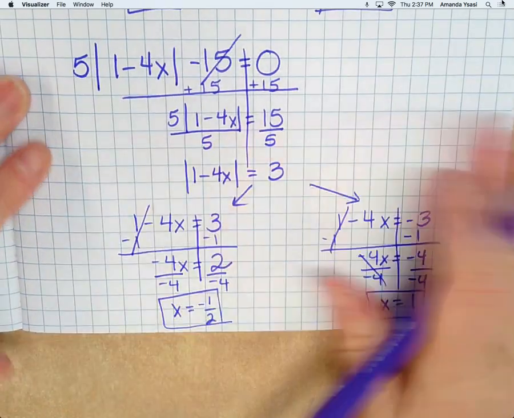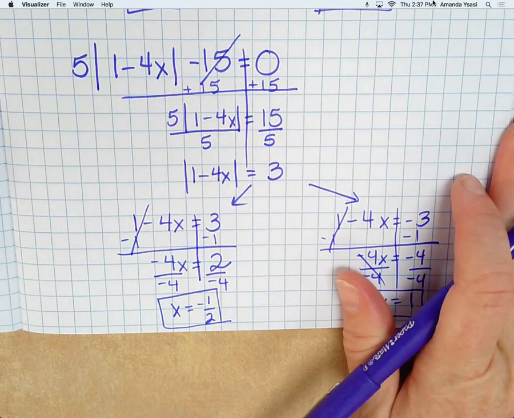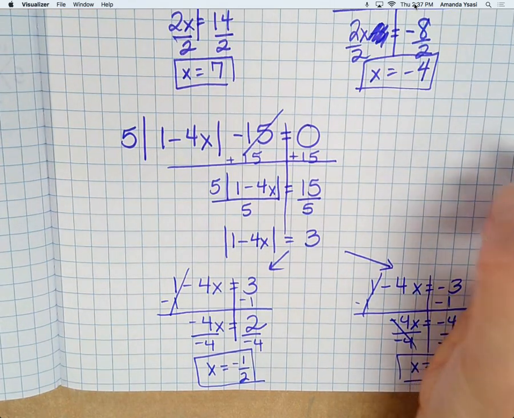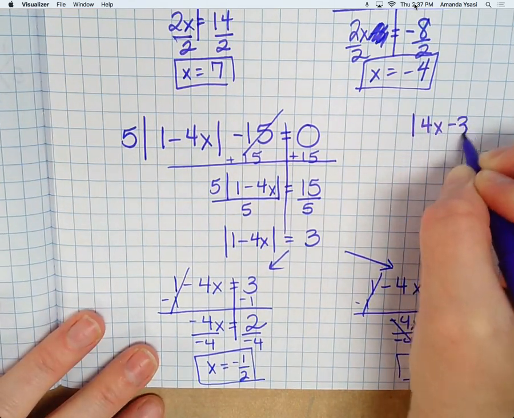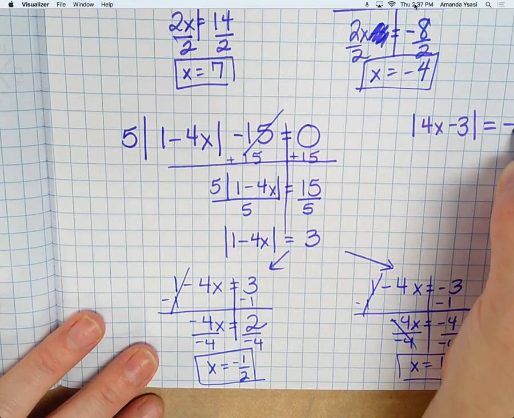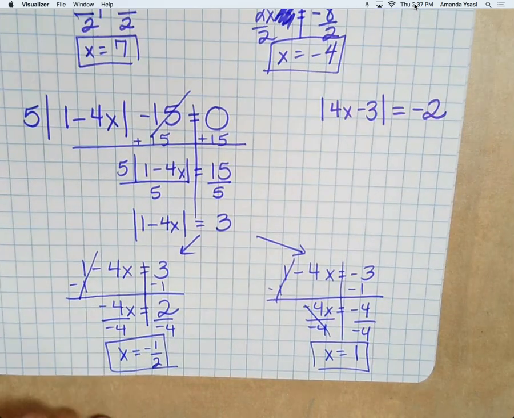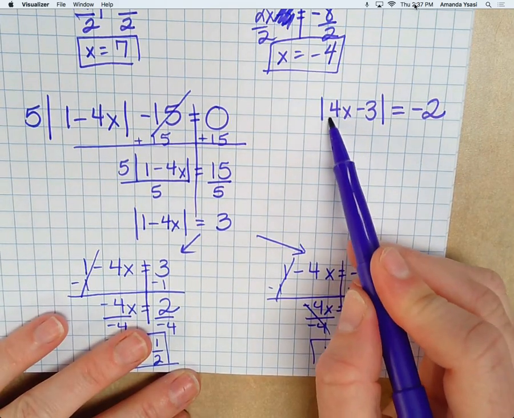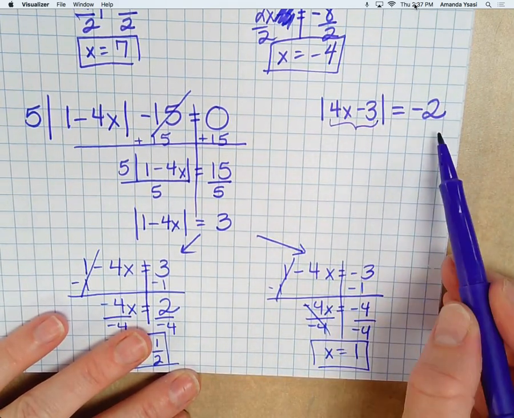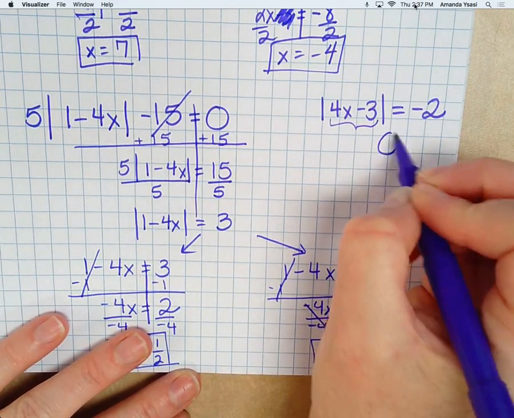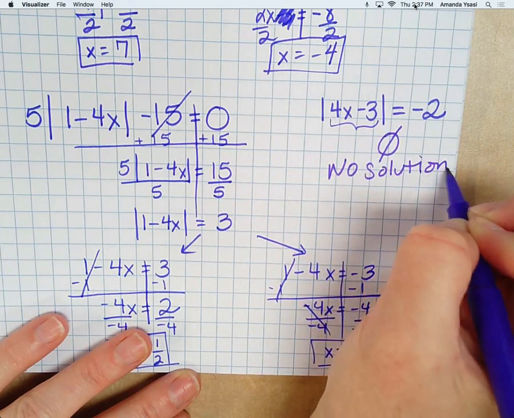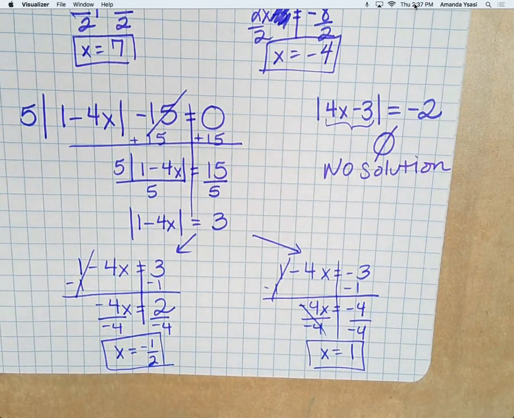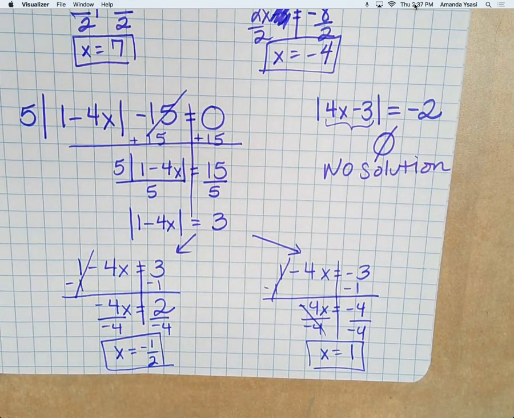Okay, the only time you would have a no solution is if you have, let's say, the absolute value of 4x minus 3 equals negative 2. That can never happen because you're taking the absolute value, and it'll always equal positive. So this would be no solution. There's nothing that'll make this work. And that is it for your notes for today.